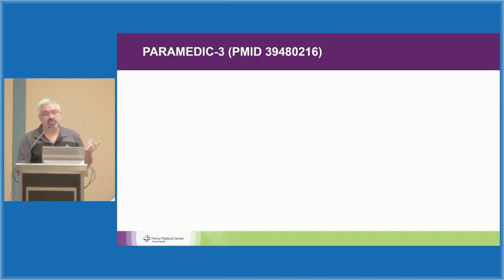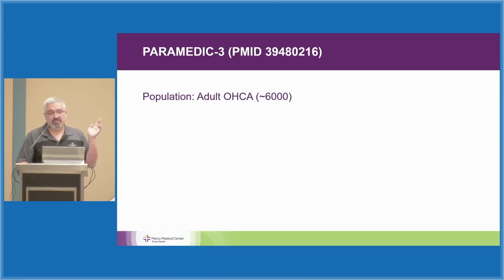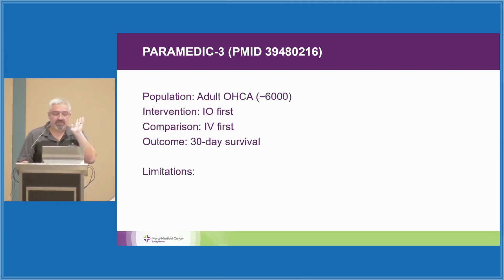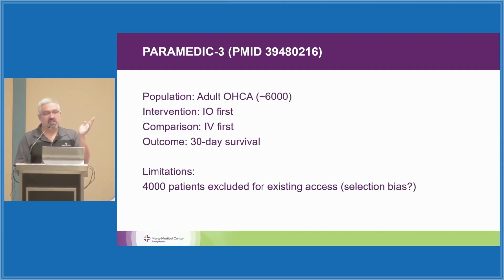So the Paramedic 3 trial, which recently came out, was looking at all comers of out-of-hospital cardiac arrest, looking at IO first for your drugs versus IV first, and their outcome was 30-day survival. Some significant limitations to this study. They enrolled about 6,000 patients, but they had to exclude 4,000 because the patient already had vascular access by the time the research medic got there.